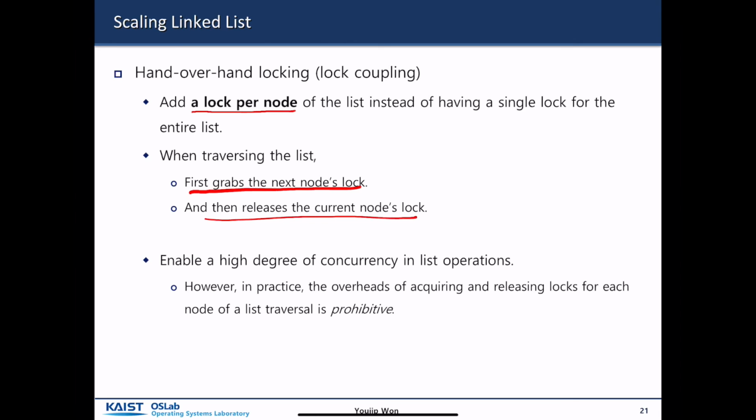It increases the number of threads that can access the list concurrently substantially. So it enables a high degree of concurrency in list operations. However, in practice, the overhead of acquiring and releasing locks for each node of the list can be prohibitive.